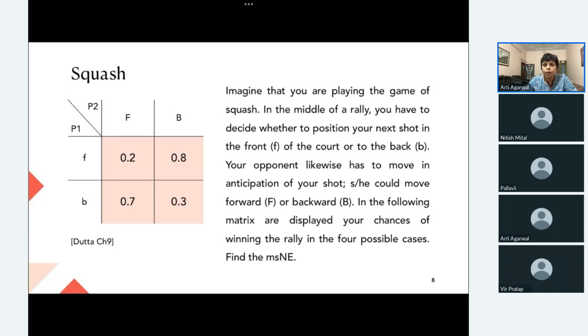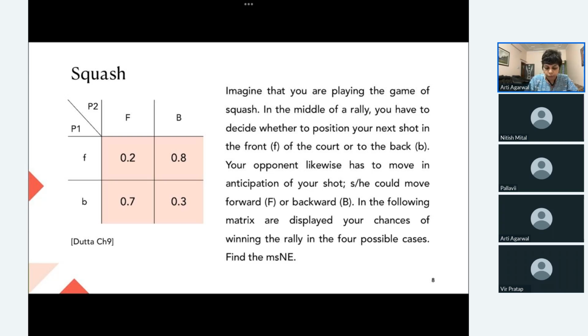Okay? So you have this kind of a game table. Now you want to know how often you should hit to the front of the court, how often you should hit to the back of the court, and you need to decide this based on some belief about the other player, how likely they are to go to the front or back of the court. So you are going to decide which one you should pick based on the other guy.